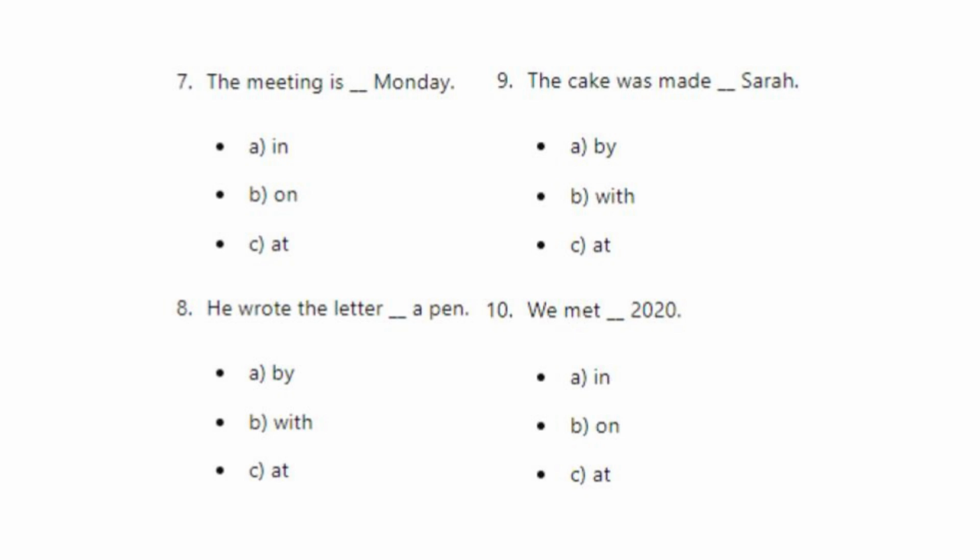9. The cake was made blank Sarah. A, by, B, with, C, at. 10. We met blank 2020. A, in, B, on, C, at.